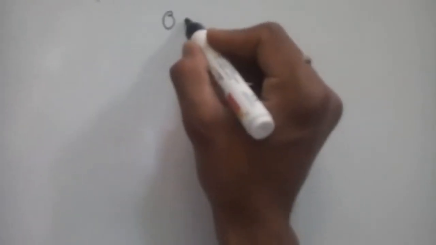Today we are going to see crystal field splitting in octahedral, square planar and tetrahedral complexes. Now we will see octahedral first.